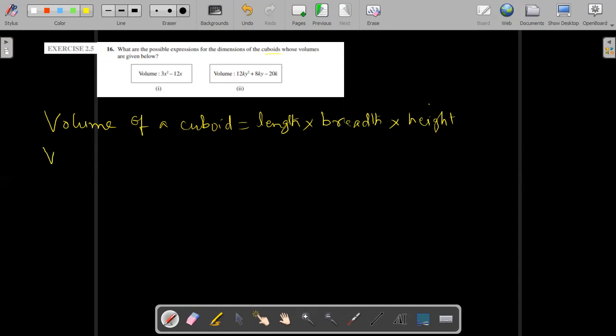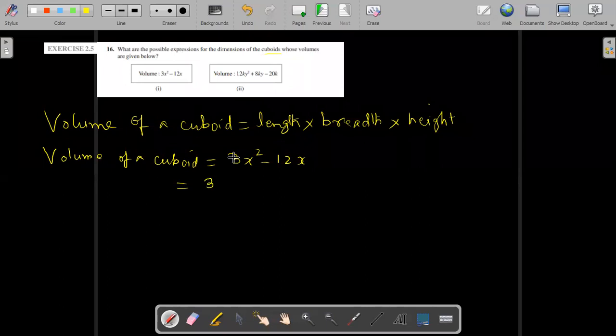So the volume of a cuboid given to us is equal to 3x squared minus 12x. So it is a very easy type of expression. We just have to write it in three factors. So first of all, 3 is common. First we will take the first factor common. 3 is common. What is left here?